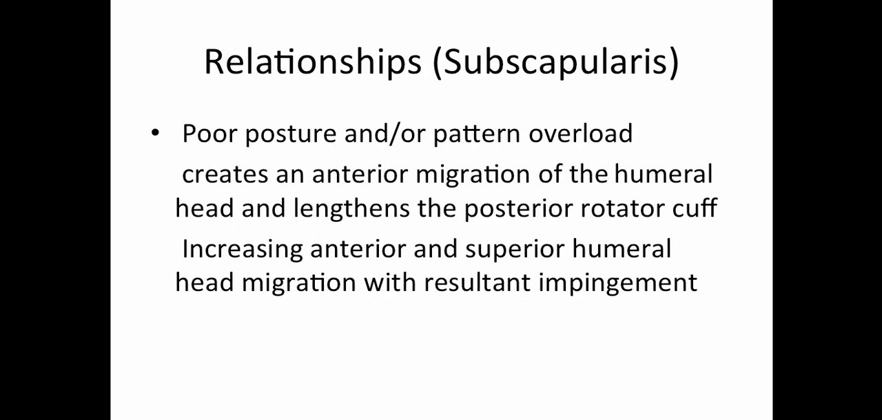The subscapularis has several relationships. Poor posture and/or pattern overload creates an anterior migration of the humeral head and lengthens the posterior rotator cuff, increasing anterior and superior humeral head migration with a resultant impingement.